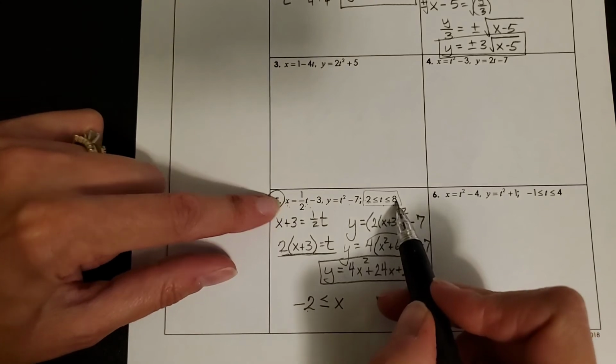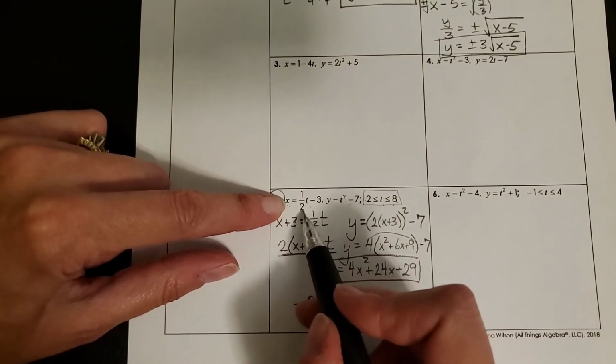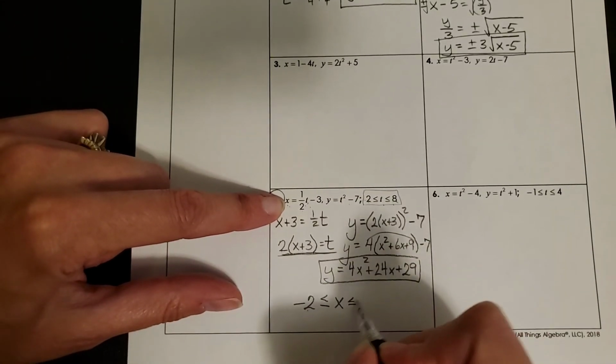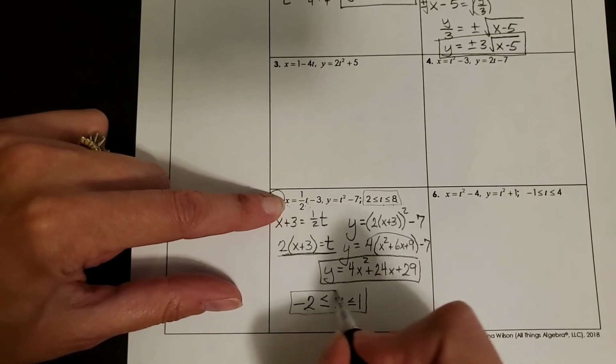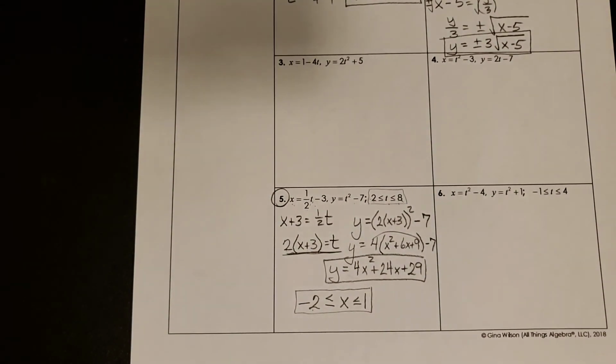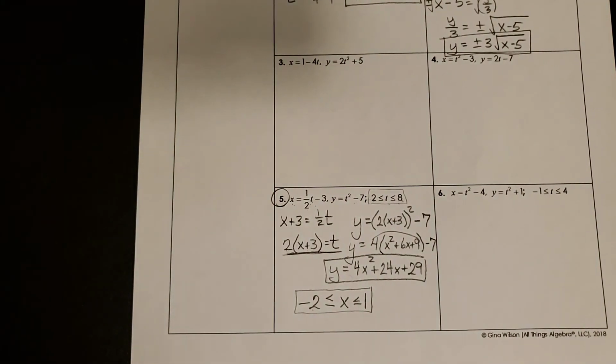Then plug in 8. That's the largest value of t. And so 1/2 of 8 is 4. 4 minus 3 is 1. So this will be the domain on which we graph this parabola that will correspond to the same graph of these parametric equations.